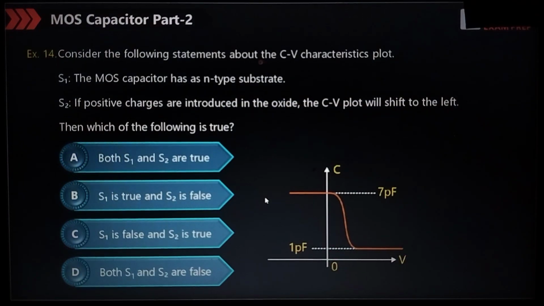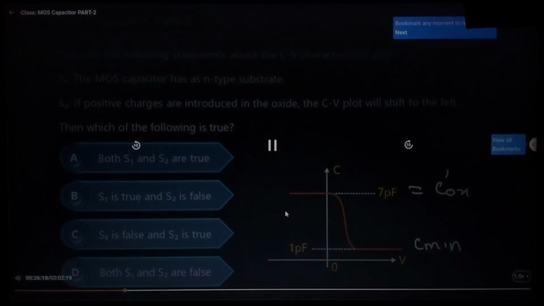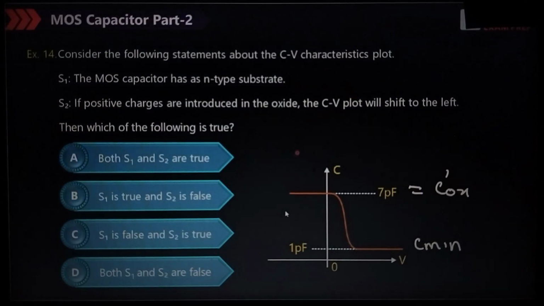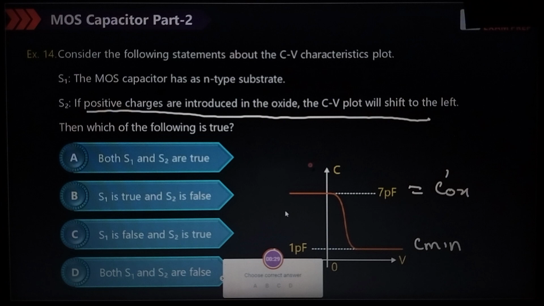Consider the following statement about the CV characteristics plot. This is given, okay. This is the COX test. This is the C minimum. Everything we have calculated. The MOS capacitor has N-type substrate, okay. If the positive charges are introduced in the oxide, the CV plot will shift to the left. That is the point. I am not giving you the idea, but you can think about that. Logical question. Please participate in the poll.